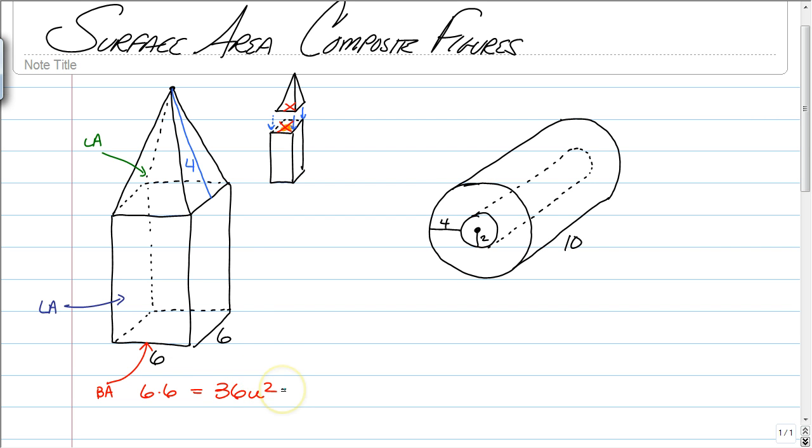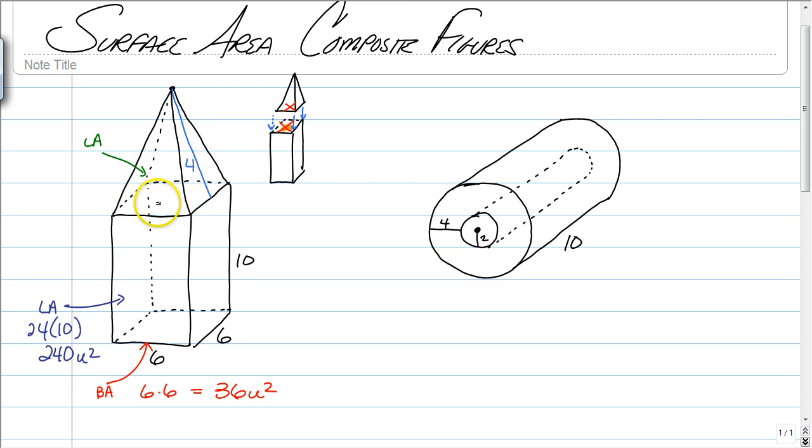So the base area is just 6 times 6, so our base area is going to be 36 units squared. Now for the lateral area of a prism, you need the perimeter of the base, which is 6 times 4 for the square, so 24. And we need to multiply that by the height of the prism, which we're going to call 10. So we're going to multiply this guy by 10, and you are going to find out that the lateral area, just the four rectangular faces of the prism, is 240 units squared.